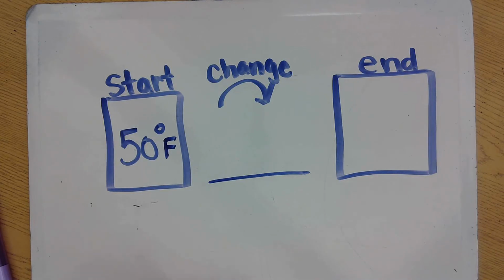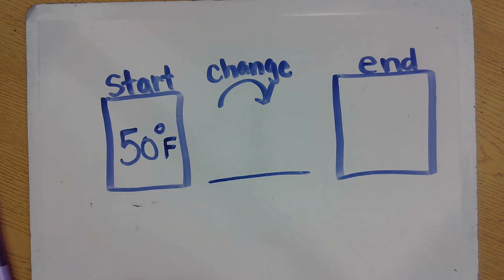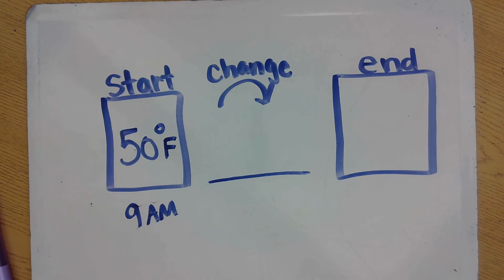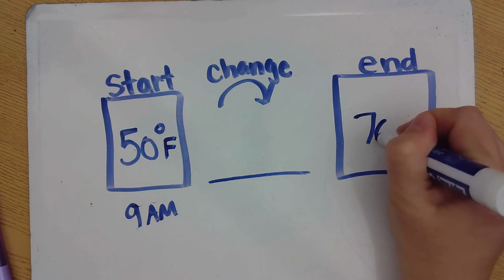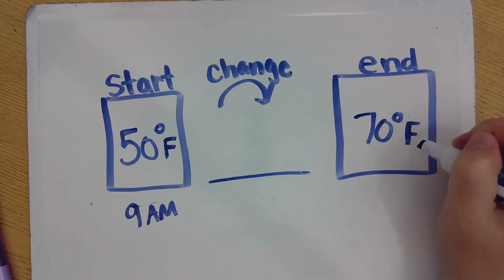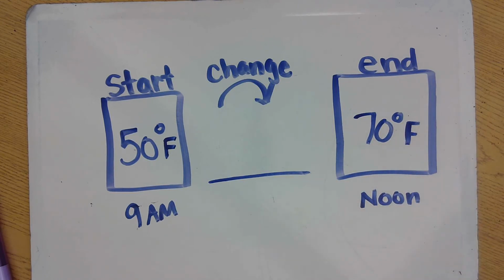If I said it was 50 degrees Fahrenheit at 9 o'clock a.m. So I'm just going to write 9 a.m. And it was 70 degrees Fahrenheit at noon, which would be 12 o'clock. Did it get warmer or did it get cooler, and by how much?